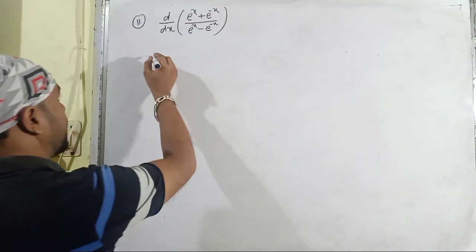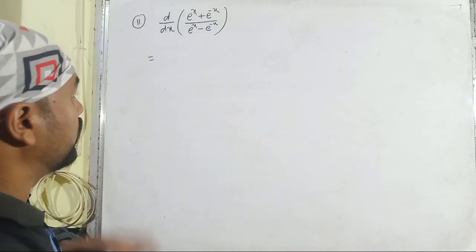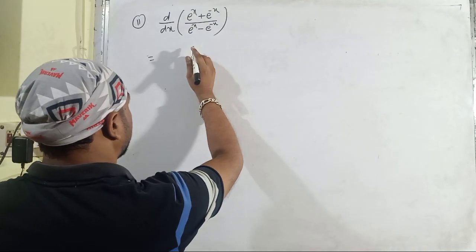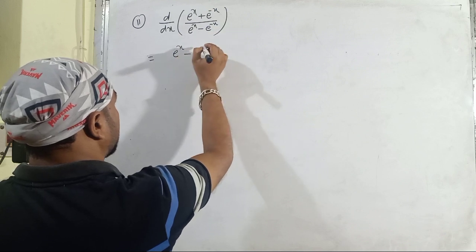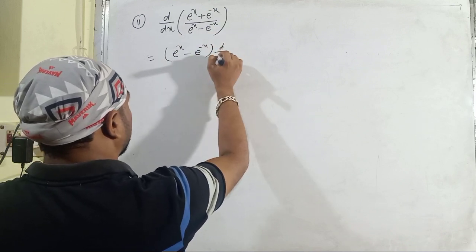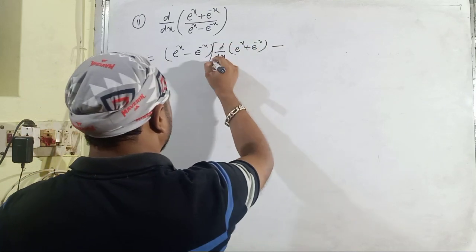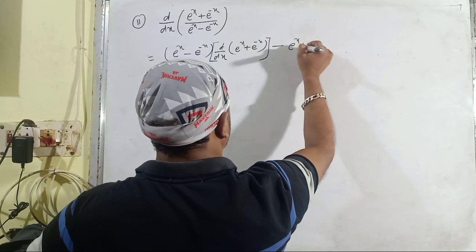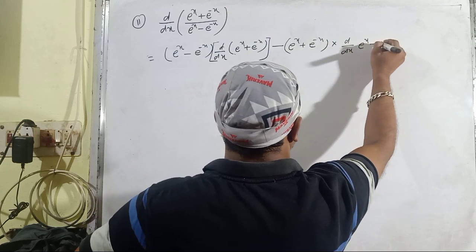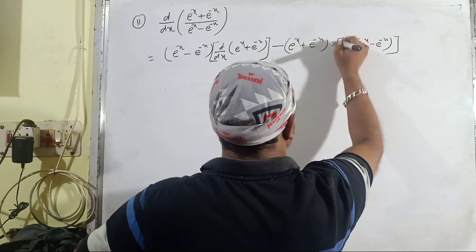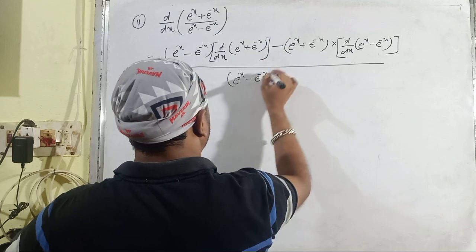Now let us solve the problem number 11, and here it is in the form of a composite function as well as in the quotient rule. So first of all, let us apply the quotient rule of derivative here. The second function, e to the power x minus e to the power minus x, multiplied with the differentiation of e to the power x plus e to the power minus x, minus e to the power x plus e to the power minus x multiplied with the differentiation of e to the power x minus e to the power minus x, whole divided by whole square of e to the power x minus e to the power minus x.